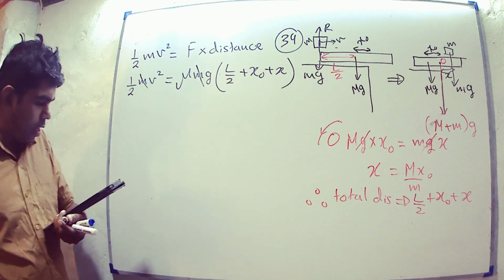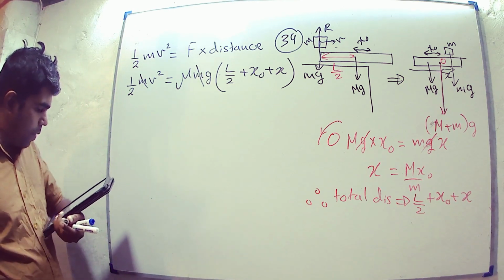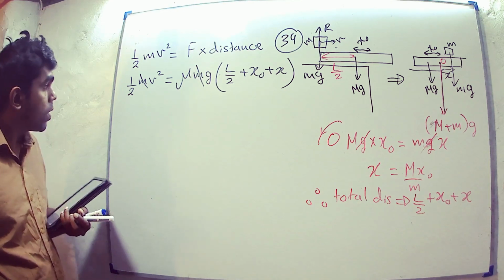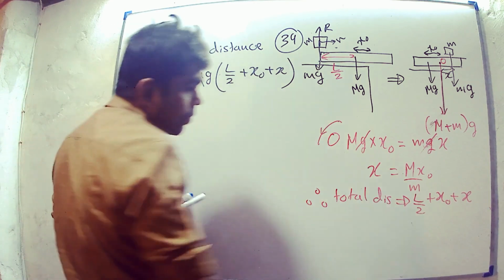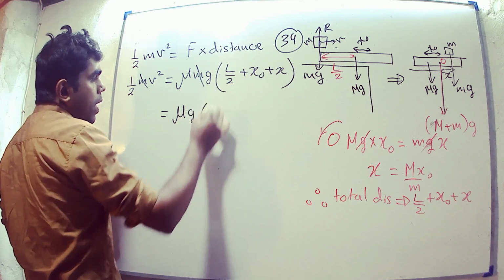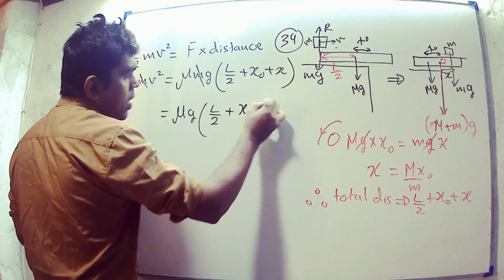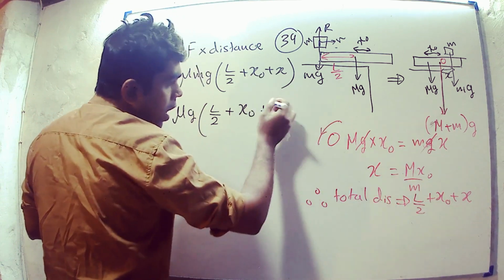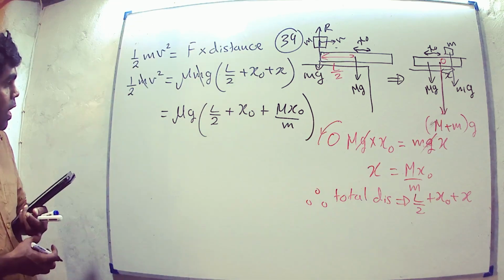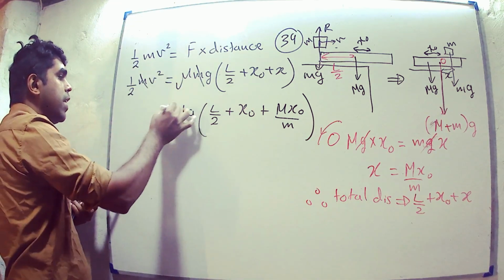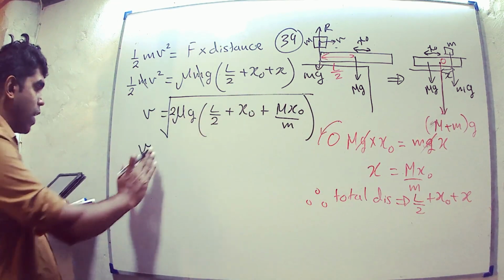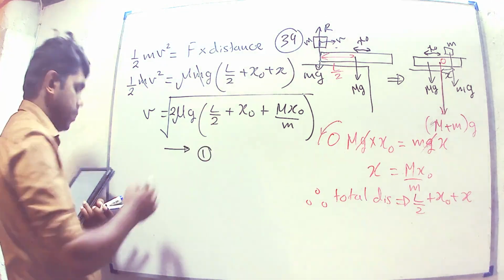We have to find minimum speed, velocity. V is the question. We have to find V value. Then I will substitute x value as this one. Mu g, L over 2 plus x0 plus x value is capital M x0 divided by simple m. Right. Now we can get this 2 to the right hand side and we have to get the square root to find the V value. Answer is 1 for the question number 39.